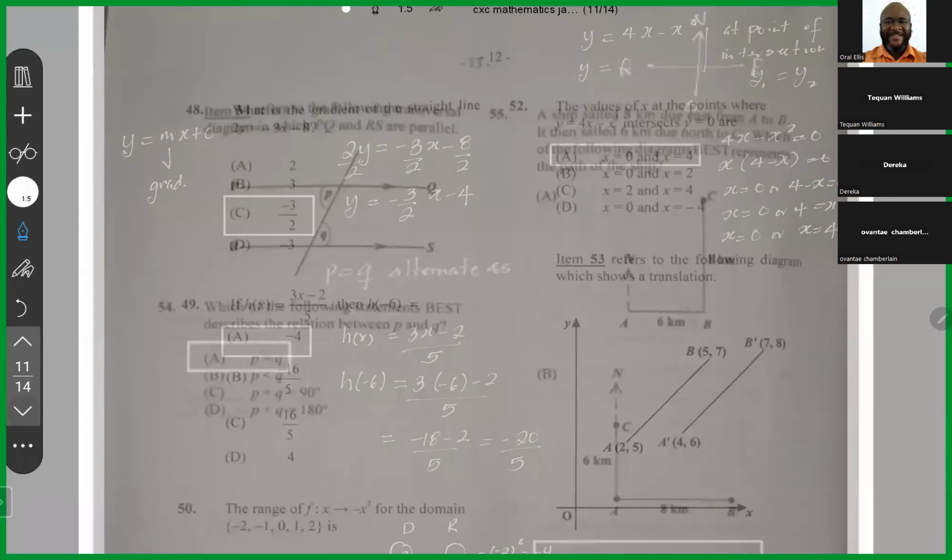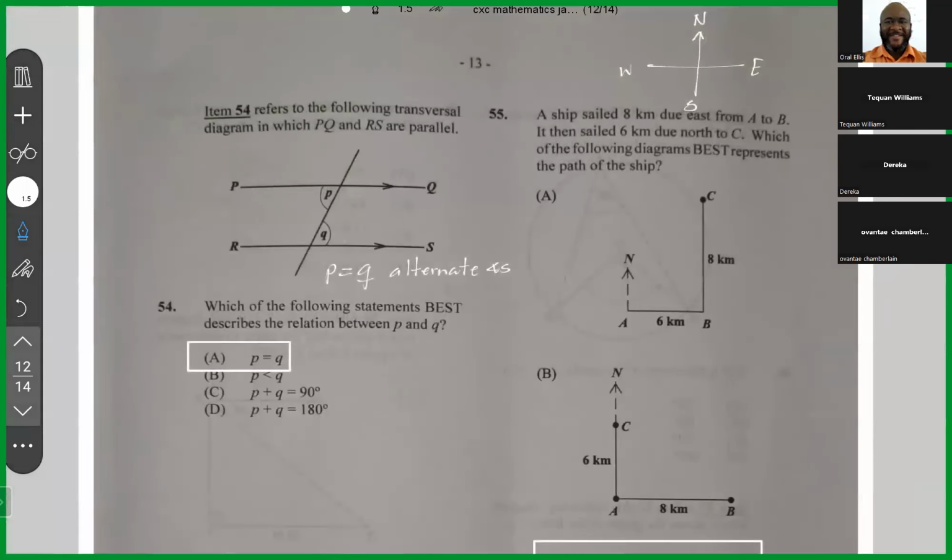Questions that a person should not get wrong, that's one of them. 54 is easy. P is equal to Q, they are alternate angles. Alternate angles is what people normally refer to as Z angles. And alternate angles are equal. So P is equal to Q, they are alternate angles.